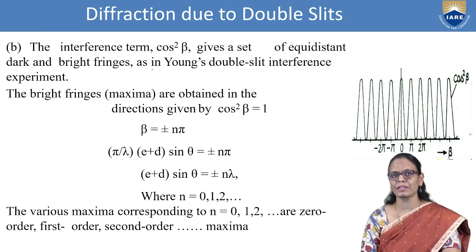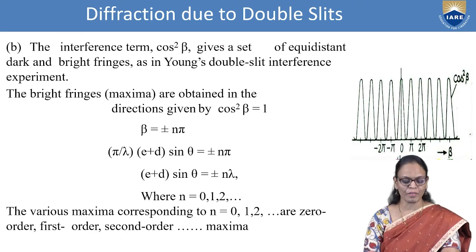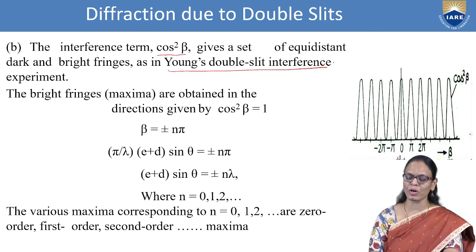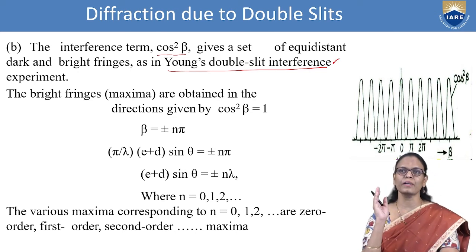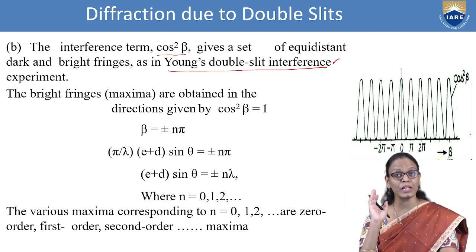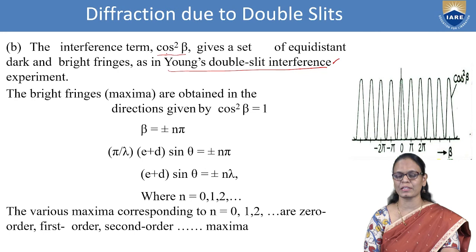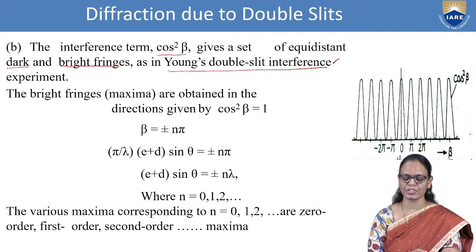Now, the interference pattern cos square beta gives a set. We have seen what sine square alpha by alpha square gives. Now we are going to see the interference due to cos square beta. So it gives a set of equidistant dark and bright fringes as in Young's double slit experiment. In Young's double slit experiment, we have seen a purely interference phenomenon where we had alternate bright and dark fringes of equal intensity and they are equidistant. So here, due to cos square beta, we are having an interference pattern which consists of dark and bright fringes.